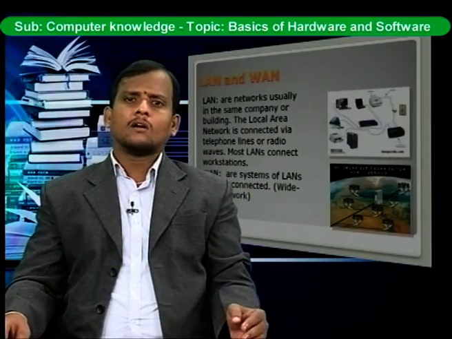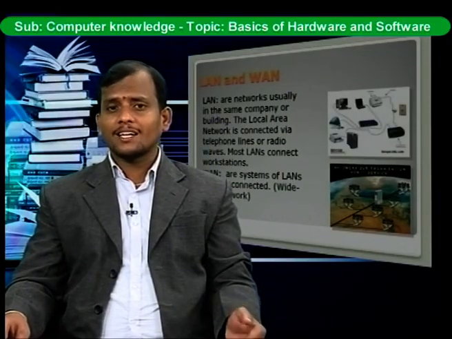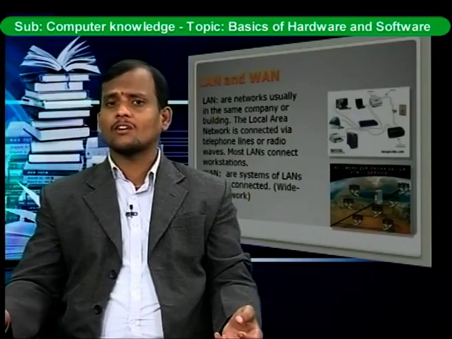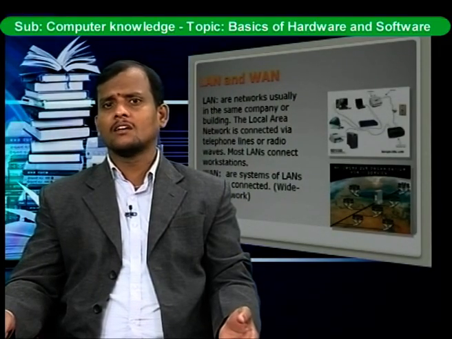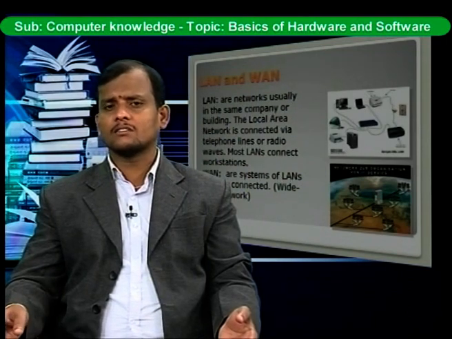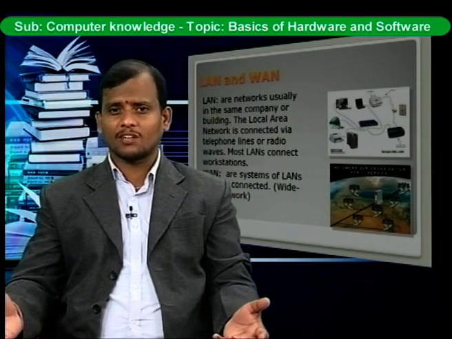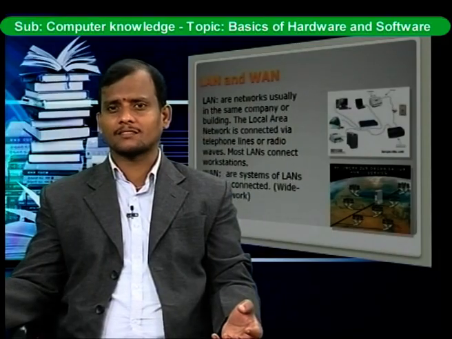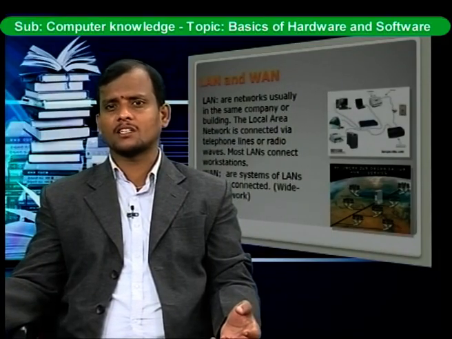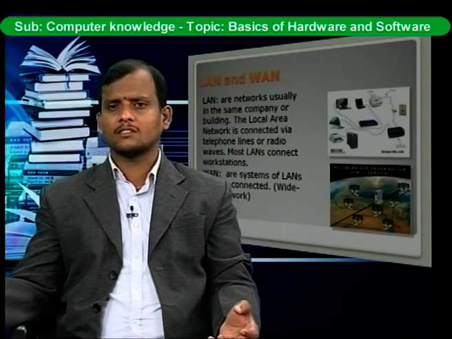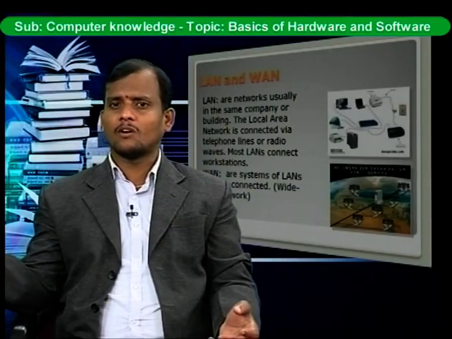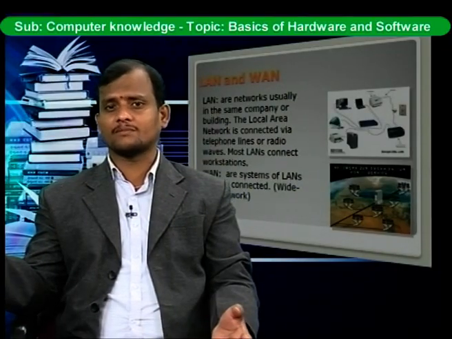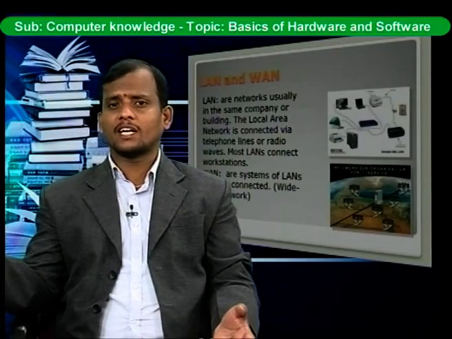So all multiple LAN connections together are called a WAN, a wide area network. LAN is local area network, and WAN is wide area network. A building's devices form a LAN, and these are LAN 1, LAN 2, LAN 3. When we connect all the LANs, that is called a WAN, a wide area network.